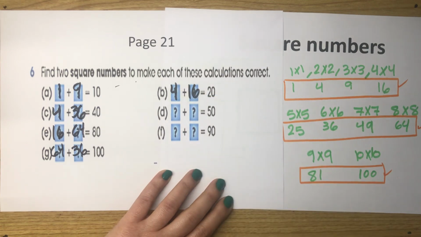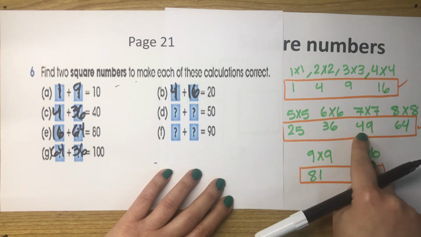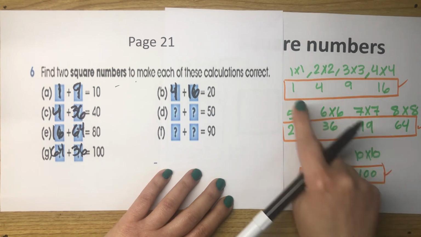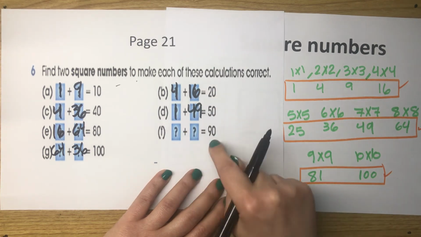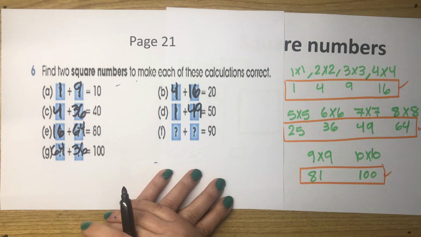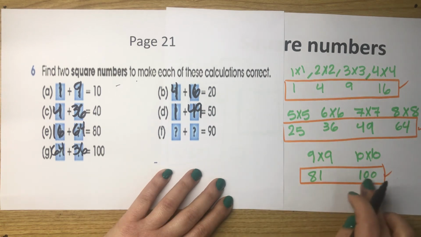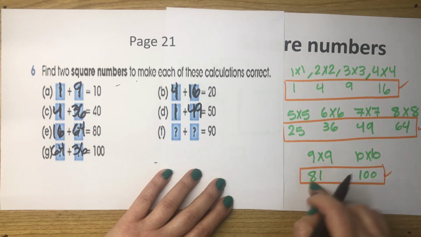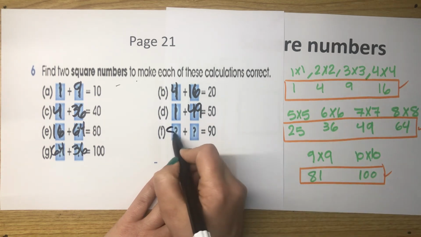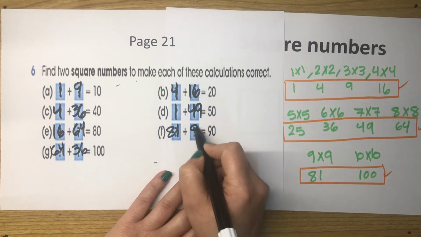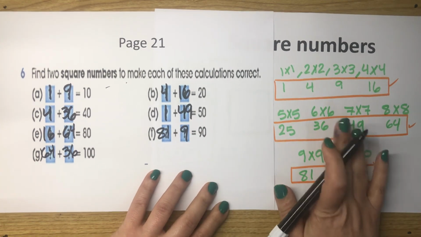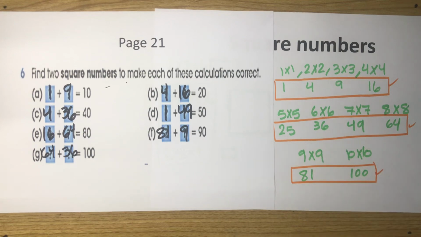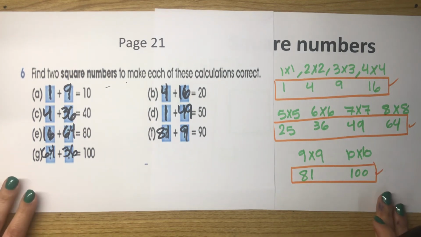Easy. 50. This is such an easy one. What is around 50? 49. How much is left? 1. So 1 plus 49. 90. Less than 90. Okay, here's 81. How much is left? 9. So I'm going to pick 81 and 9. Easy, as simple as that. As long as you have your list of the square numbers, it's going to be easier for you to pick these numbers.